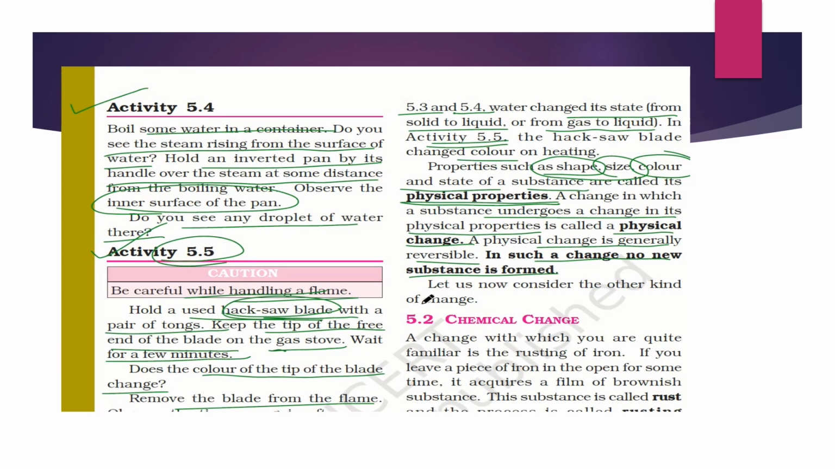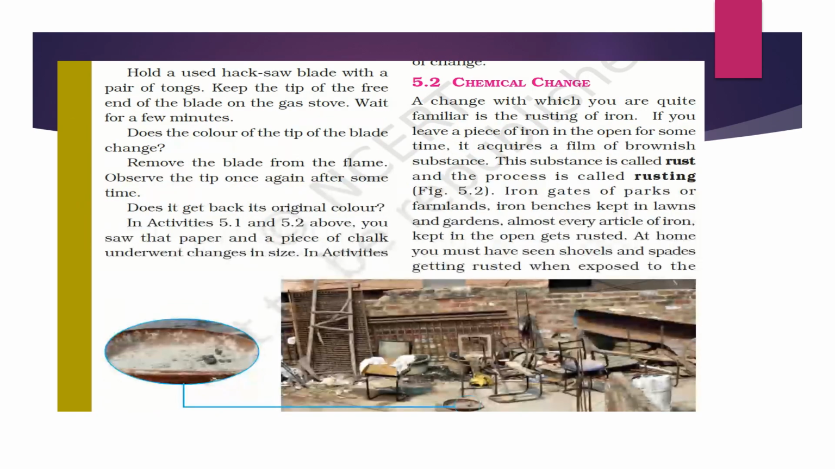Now we will move on to chemical change. So what is a chemical change? When we start chemical change, we are very much familiar with the rusting of iron. So this is a very good example. When we take a piece of iron and keep it in the open for some time, we see a film of brownish substance formed on top of the iron. This substance is called rust, and the process is called rusting.